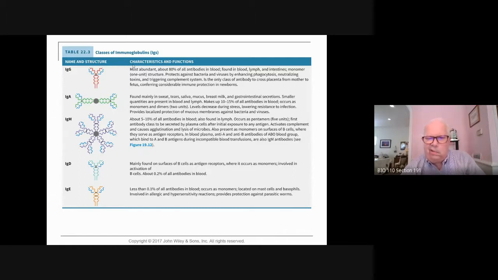IgD is not important. IgE is very important. IgE is the basis of all allergic reactions, or hypersensitivity reactions, or parasites. If you remember from your eosinophils, which also begins in E, it is also involved in allergic reactions, in parasites. So IgE goes along with eosinophils. So there you have it: IgG, IgA, IgM, IgE. Don't worry about IgD.